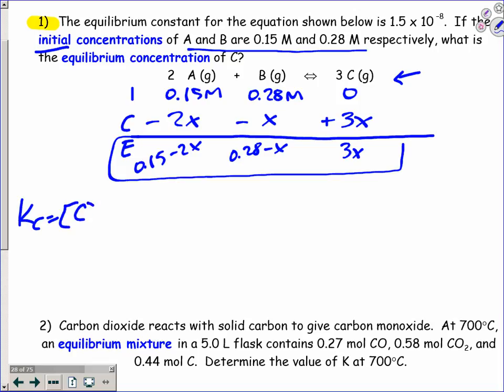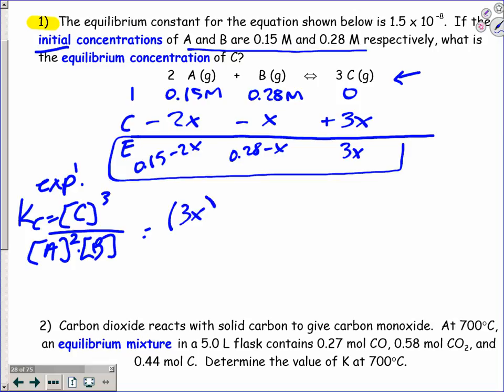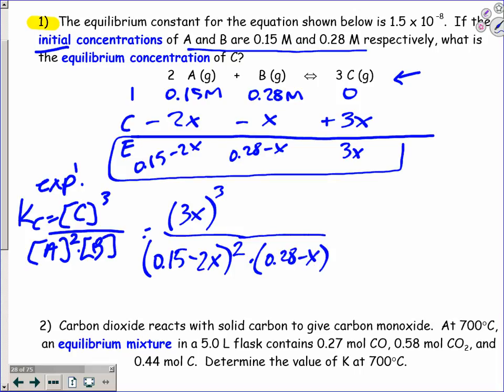The concentration of C raised to the third over... Good. You must write your expression first because I guarantee you'll forget to do something with the 3 or the 2. Now we plug in. For C at equilibrium, it's 3x, but that's 3x still raised to the third power, divided by A at equilibrium, 0.15 minus 2x squared, times 0.28 minus x to the first.